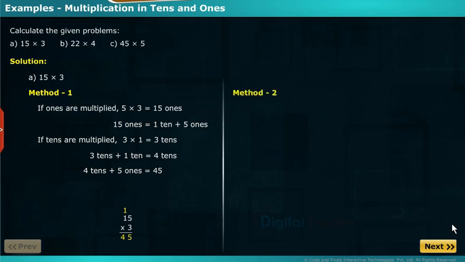Method 2. In method 2, 15 is split into 10 plus 5. Now, multiplying 10 plus 5 with 3, we get 3 into 10 plus 3 into 5, which gives 30 plus 15. Again, now 15 is split into 10 plus 5. Then we are adding 30 plus 10, which is equal to 40. Therefore, we have 40 plus 5 equal to 45.